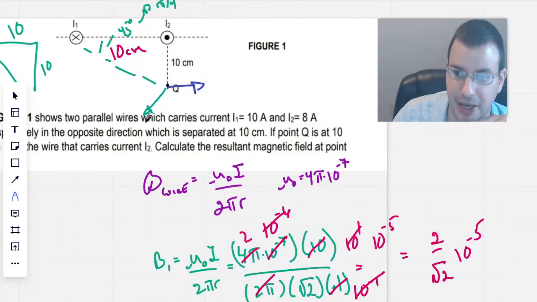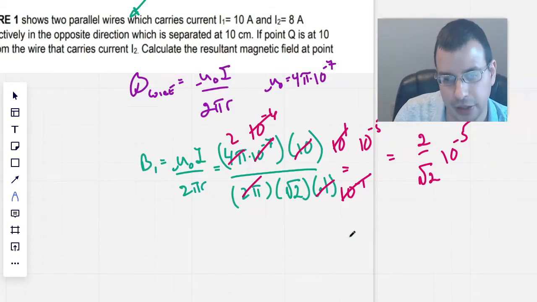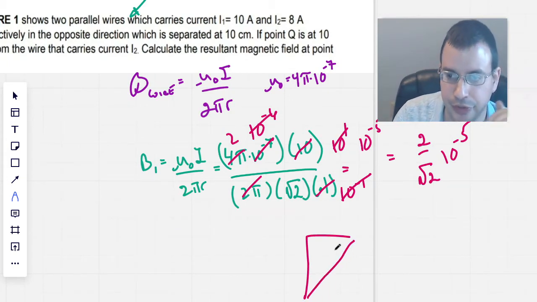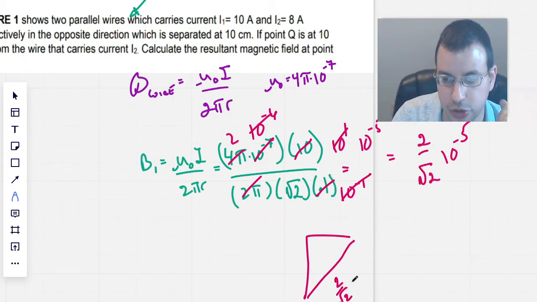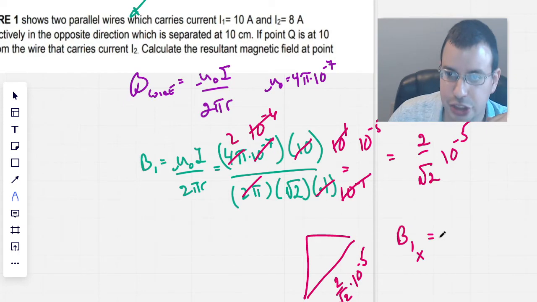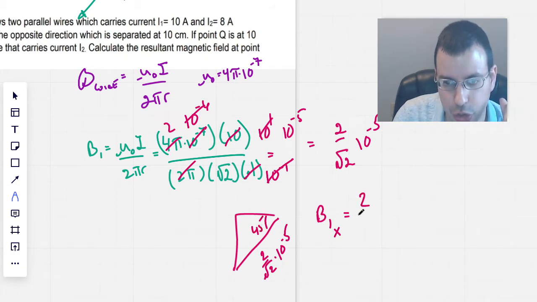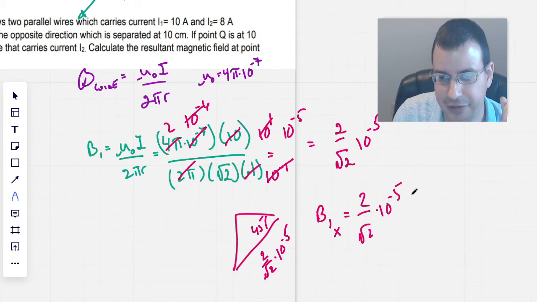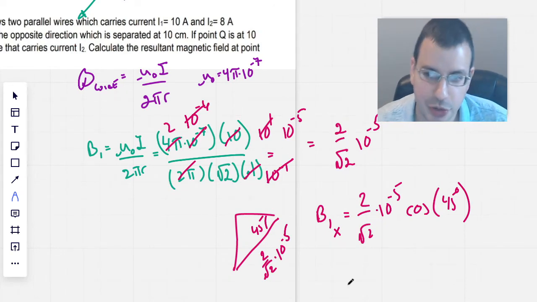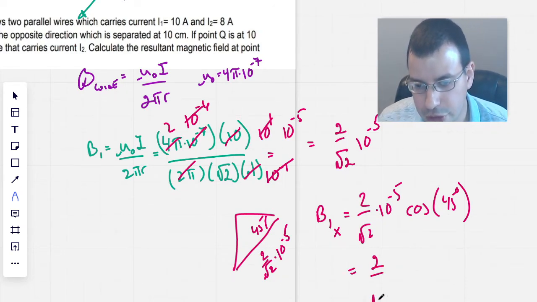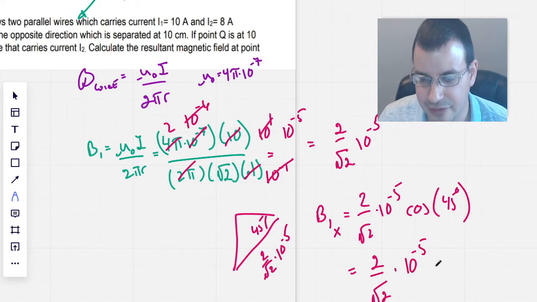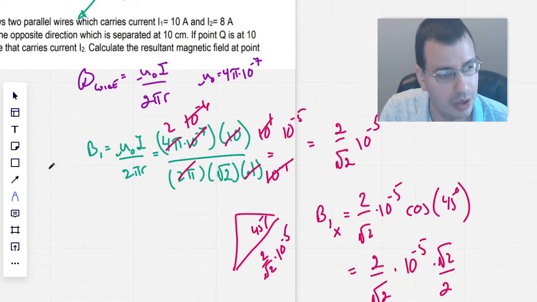Now we want to look at this in terms of a triangle, because the magnetic field is going down to the bottom left at a 45-degree angle. So this right here is 2 over square root of 2 times 10 to the negative 5th. And so B1 in the x direction is going to be 2 over square root of 2 times 10 to the negative 5th times cosine of 45 degrees. The cosine of 45 degrees is square root of 2 over 2. So 2 over square root of 2 times 10 to the negative 5th times square root of 2 over 2.